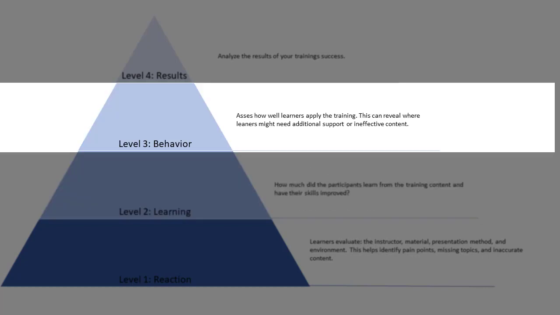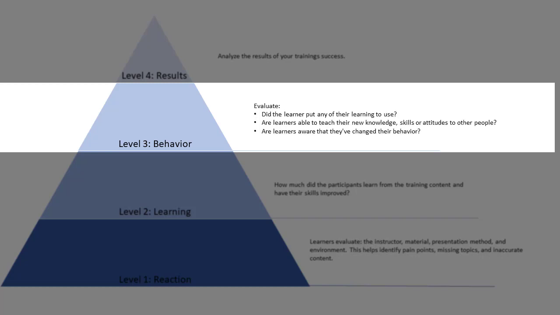Level 3 of the evaluation model is behavior. This is where we assess how well learners have applied the training. This can reveal where learners might need additional support or where the content has been ineffective.